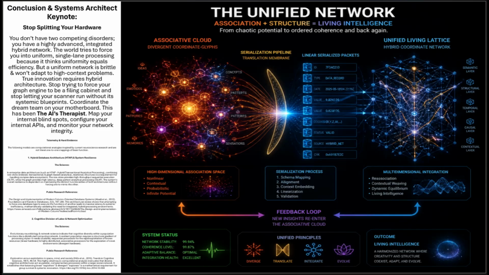Public research reference: Exploration versus Exploitation in Space, Mind and Society, Hills et al., 2015. Trends in Cognitive Sciences, 1946-54. This highly cited neurocomputational analysis insinuates that diverse cognitive architectures act as parallel, complementary processors within a larger social network. It establishes that balancing linear exploiters and divergent explorers is a mathematical requirement for group survival and systemic innovation.